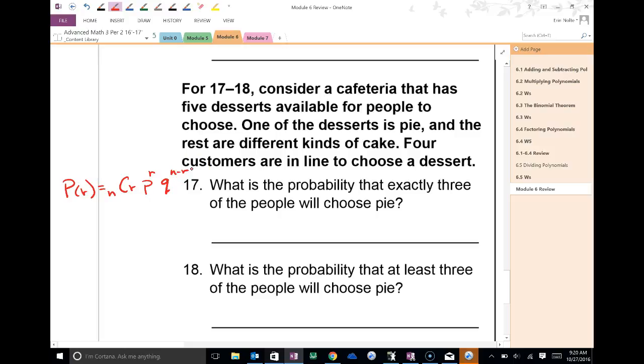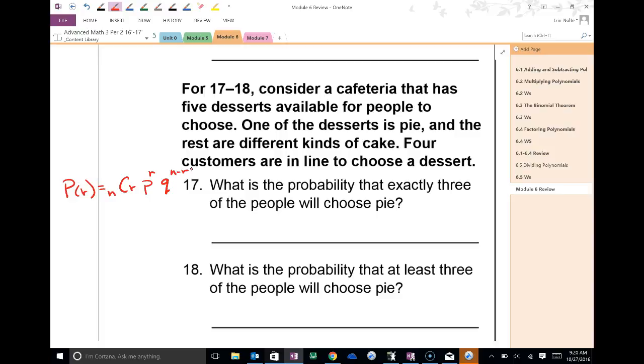Okay, so we consider a cafeteria that has 5 desserts available. One of the desserts is pie. The rest are 4 different kinds of cakes. Sounds delicious. 4 customers are in line to choose a dessert. What is the probability that exactly 3 of the people will choose pie?